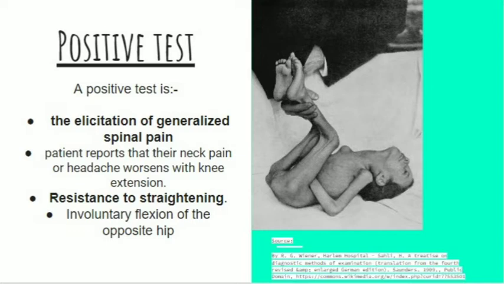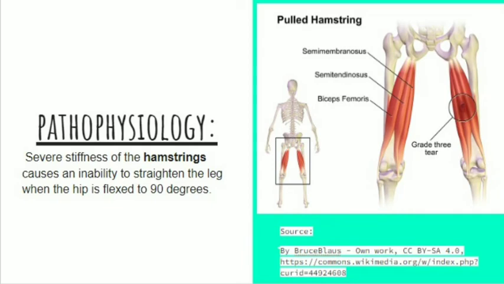or whether there is a resistance to straightening of the knee joint, the leg is resisting this maneuver, or there is involuntary flexion of the opposite hip joint. When any one of these statements becomes positive, then the test will be considered positive.